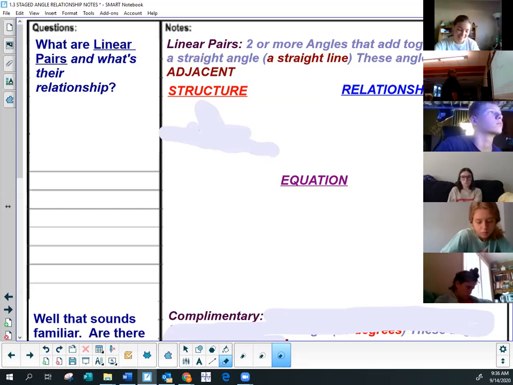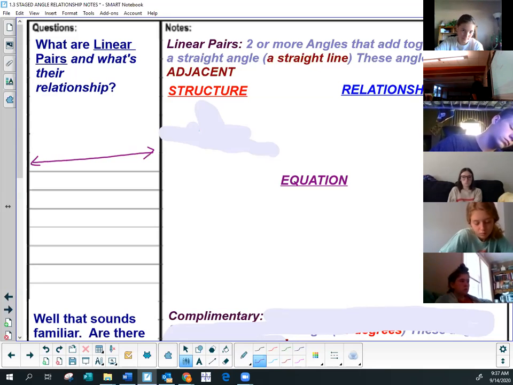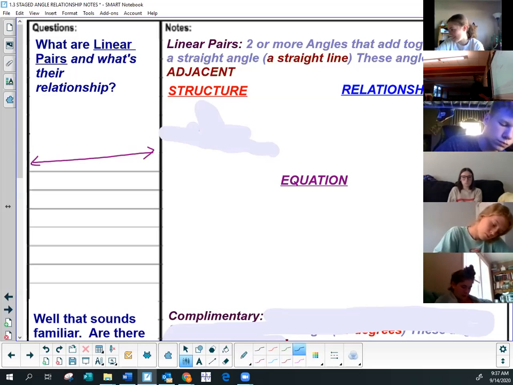Okay, so we're talking about linear pairs, two or more angles that add together to form a straight angle or a straight line. Sometimes it's actually more intuitive to start with that straight line. So when we talk about linear pairs, let's talk first about a line, and then I need two or more angles that add together to make that line. So, kind of designing that backwards, we're just going to break this line up into multiple angles.